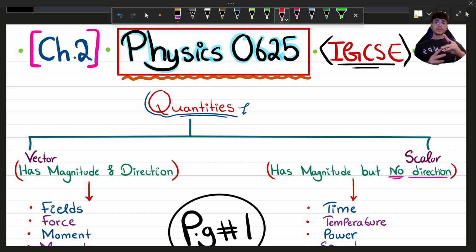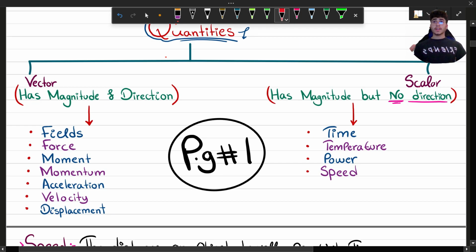In physics, we have two types of quantities, a vector quantity and a scalar quantity. A vector quantity is any quantity that has magnitude and direction, while a scalar quantity, on the other hand, is a quantity that has magnitude but no direction. So scalar quantity is simply a quantity with no direction. Vector quantity is a quantity with direction.